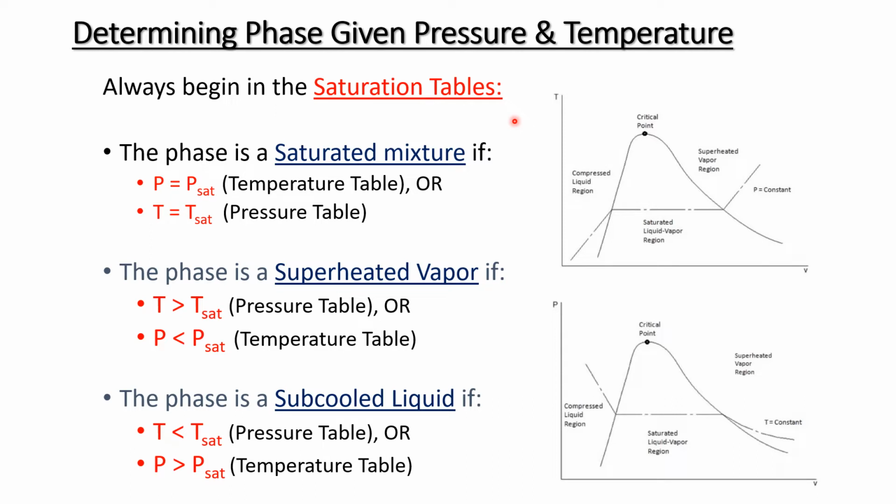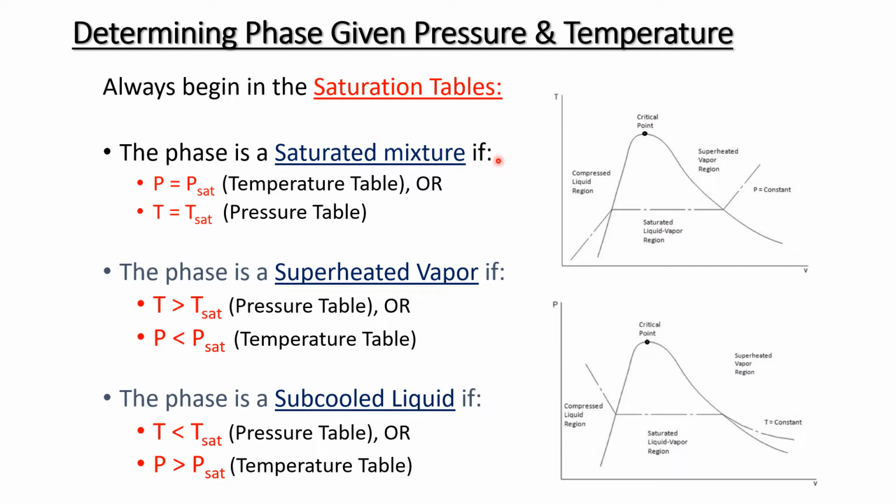Okay. So in the first case, we'll go to the saturation table, and we want to find out in which one of these three phases our state exists. Now, if we look in the temperature table at the substance's temperature, and we find that its pressure is equal to the saturation pressure listed in the table, then we know it's a saturated mixture. That means it's somewhere under the vapor dome. Or if we look in the pressure table and we find that the substance's temperature is equal to the saturation temperature listed in the table, then we also know that it's a saturated mixture. Okay, so that's the easy one.